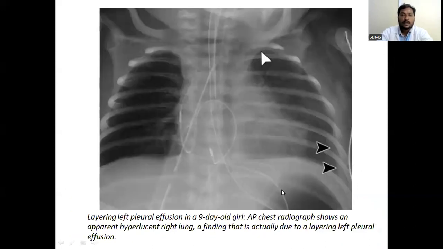This is a chest X-ray of another patient showing increased lucency on the right side of the lung, whereas the pathology is mainly on the left side. Because of the layering pleural effusion, the patient gives the appearance that the right hemithorax is hyperlucent.